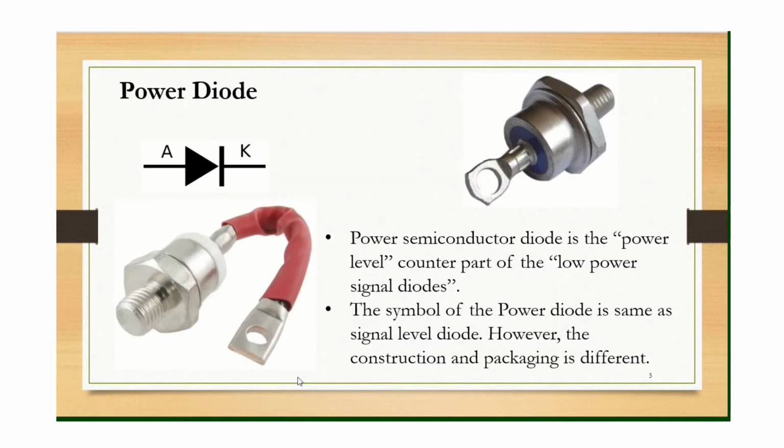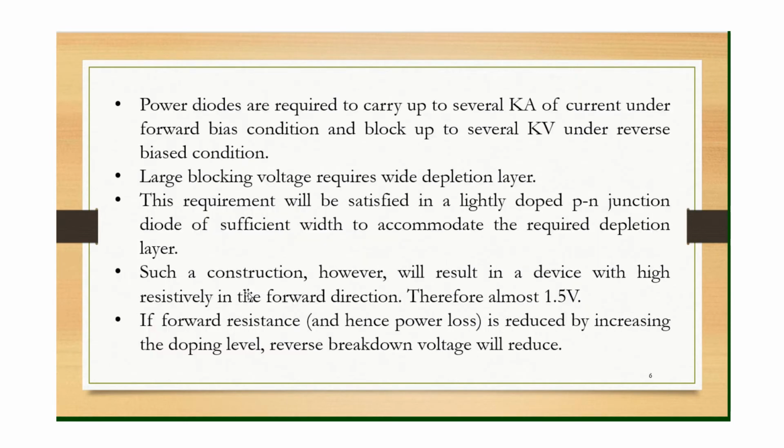The symbol will be the same as that of the normal diode. You have the symbol as shown here. However, as the construction and the packaging are different, as shown here in the figures, it looks quite different compared to the normal diode. The power diodes are required to carry up to several kilo amps of current under forward bias condition. So when you forward bias this diode, obviously there will be current flowing through it.